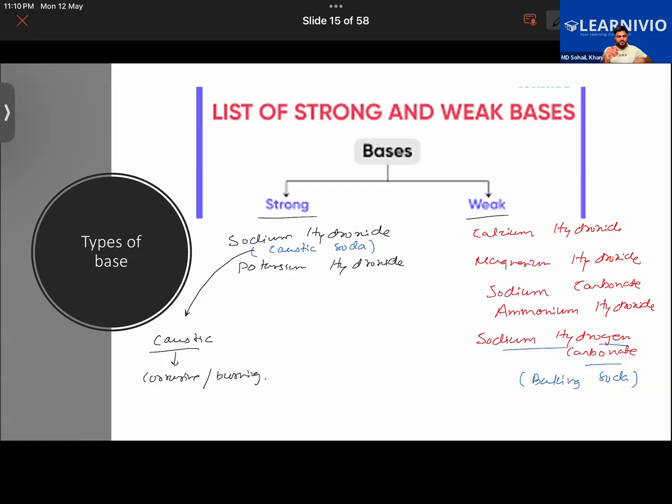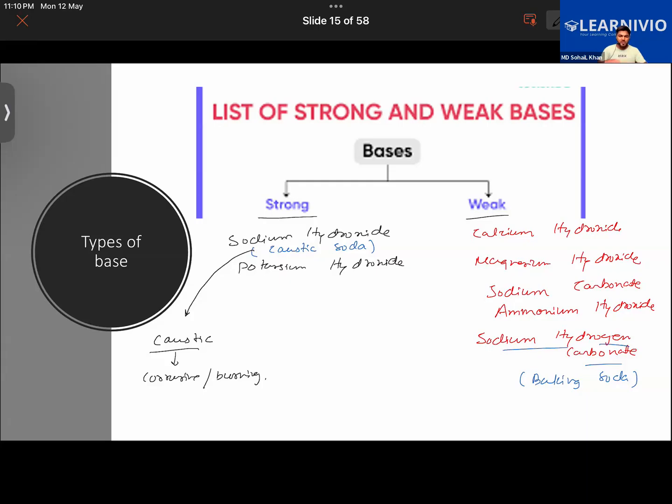Liquid, meaning that we cannot drink the solution of the bases, even if it is weak. I'm telling that calcium hydroxide is just liquid, right? Yes, it comes in the liquid form also. Ammonium hydroxide, sodium carbonate, everything is available in the liquid state also.